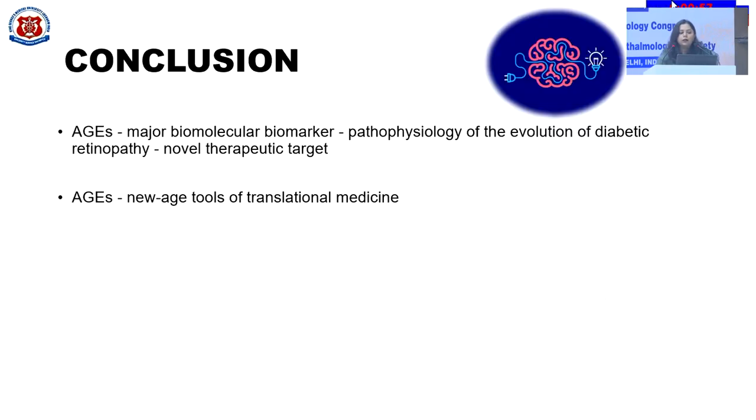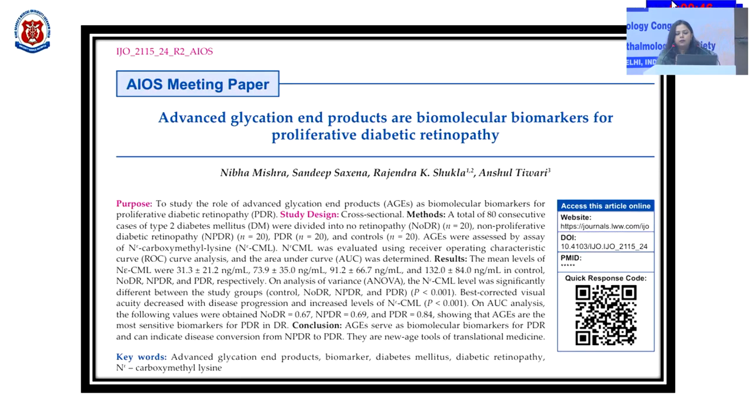So in conclusion, I would like to say that AGEs are the major biomolecular biomarker indicating the pathophysiology of evolution of diabetic retinopathy. They are novel therapeutic targets. They are new age tools of translational medicine. We were able to publish our research in IJO.